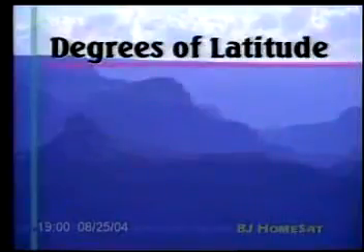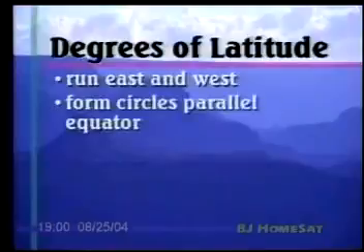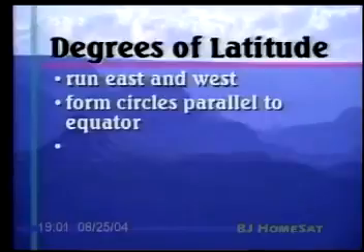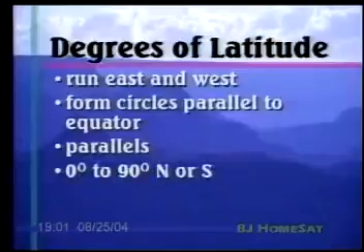And our degrees are latitude, degrees of latitude, and latitude runs east and west. It forms circles parallel to the equator, so the circles will never intersect. That's why they're called parallels. And they're measured from 0 to 90 degrees north or south. And so we're going to use our apple to cut more parallels. I'm not going to cut too many.